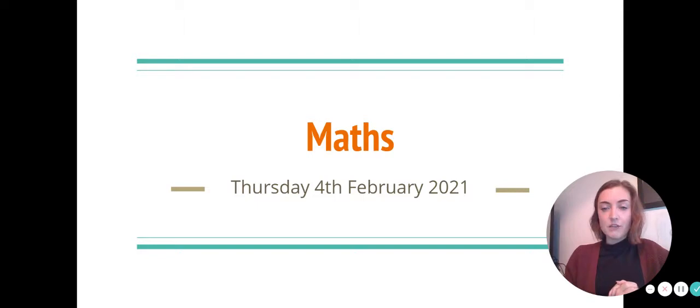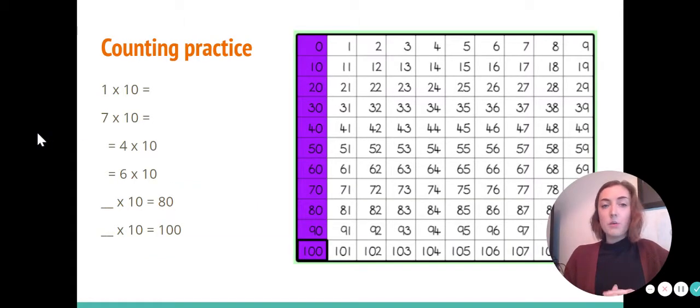So today is Thursday, the 4th of February 2021. And we're going to start with some counting practice. Today we're practicing our lots of 10, our 10 times table, which will really help us today. So remember, counting 10 on your fingers, use the number grid, or even grab some small objects if you'd like. Pause now and give these questions a go.